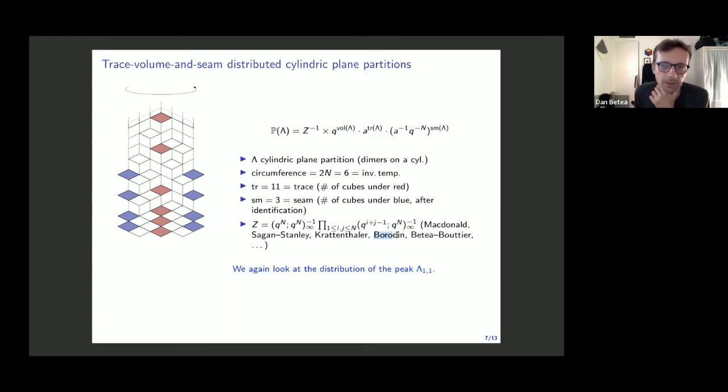Borodin has recomputed this in the 2000s, and Jeremy Betea and I have recomputed this a few years ago using vertex operators. So many people have computed this quantity in more or less explicit ways. And I should say that such objects are actually interesting in theoretical physics and in algebraic combinatorics for independent reasons.